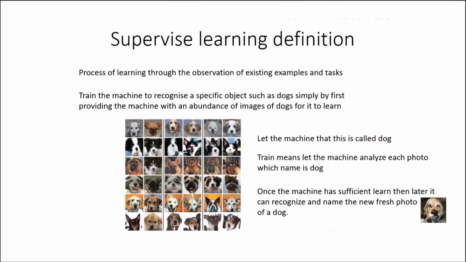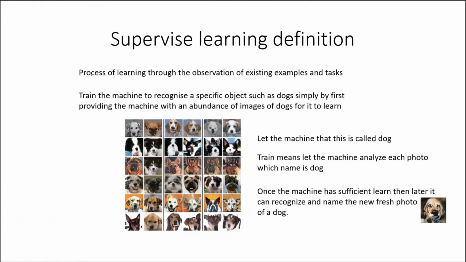Now we look at the supervised learning definition. I hope by now you already know the power of supervised learning. We're going to look at the definition slowly. The definition of supervised learning is basically a process of learning through the observation of existing examples and tasks.